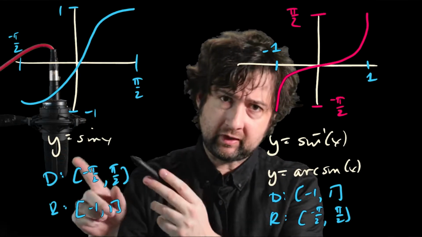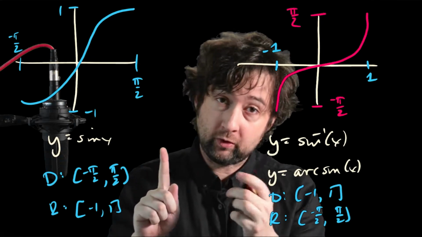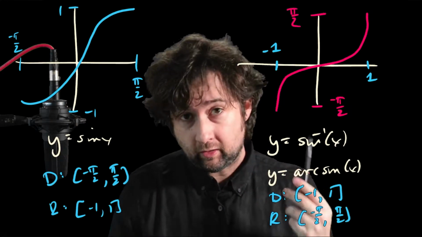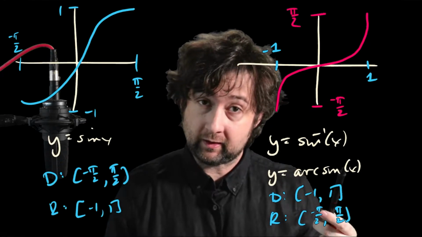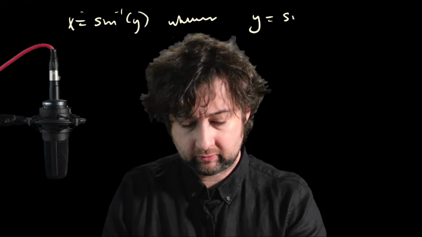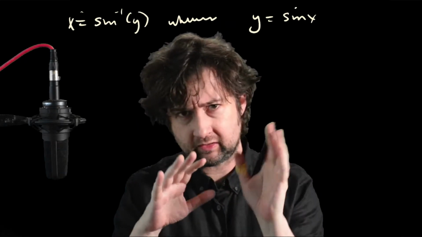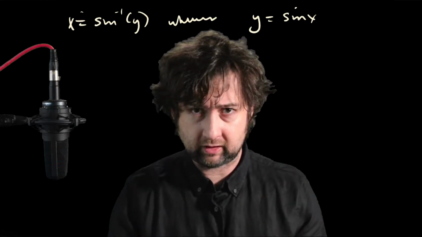Okay? So sine takes in an angle and spits out a y value of a coordinate on the unit circle. The arcsine takes in a y coordinate on the unit circle and tells you the angle that it came from. So the relationship here is just like before. We say that x is equal to the inverse sine of y whenever y is equal to the sine of x. So the arcsine is the function that undoes the sine with this restricted domain.